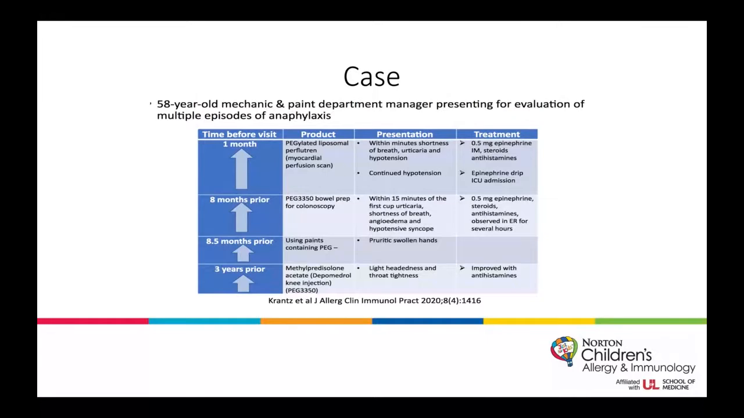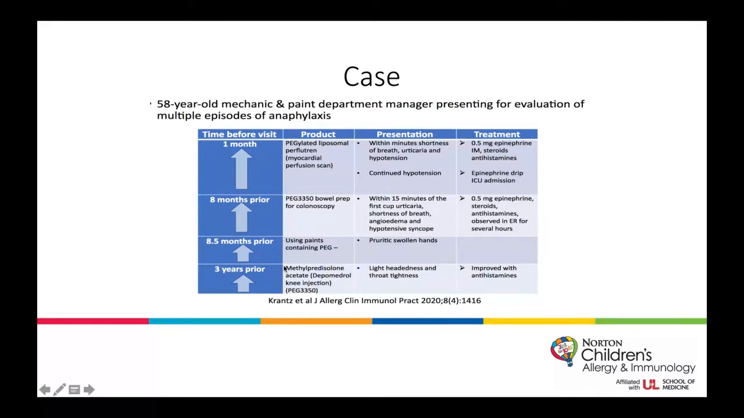So I did want to talk about a case that I was involved in during fellowship, because this is the typical presentation for a PEG or polyethylene glycol allergy. It is characteristic because it gets worse on repeat exposure. So this particular patient was a 58-year-old who was a paint department manager. And 3 years prior, and this is how we commonly see it in adults, they got their depot shot for the arthritis. It's a knee injection which contains PEG.